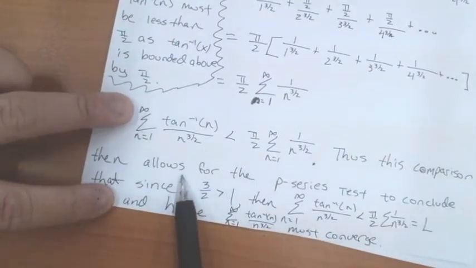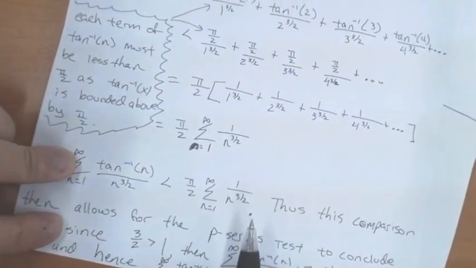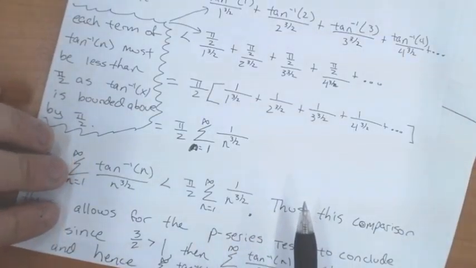The p-series test allows us to conclude that since the p-value, 3 over 2, is larger than 1, the comparison series converges to a fixed number L. Since the original series is smaller than a fixed number L, the original series must be convergent. And those are the two main methods we explain today: the comparison test and the ratio test.